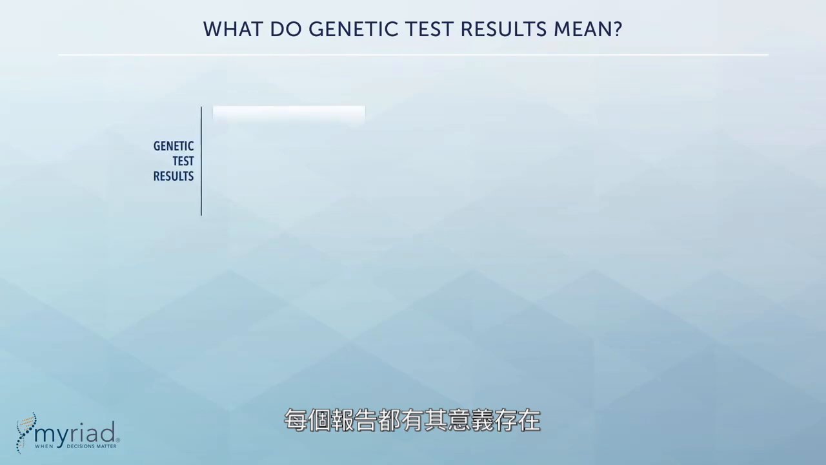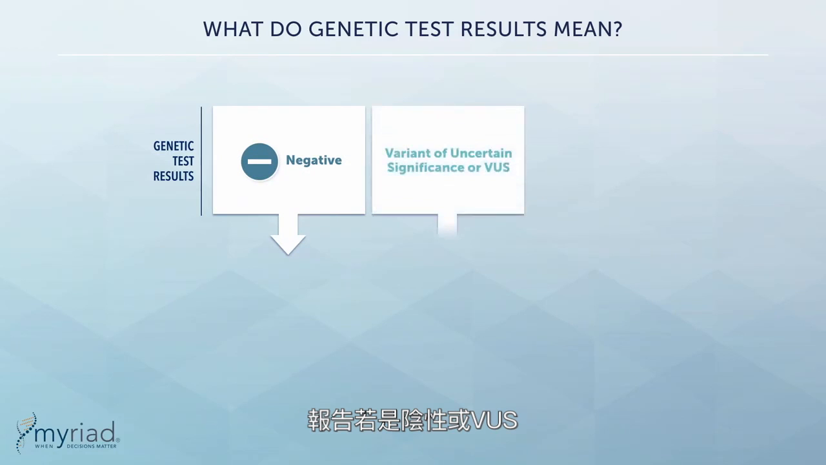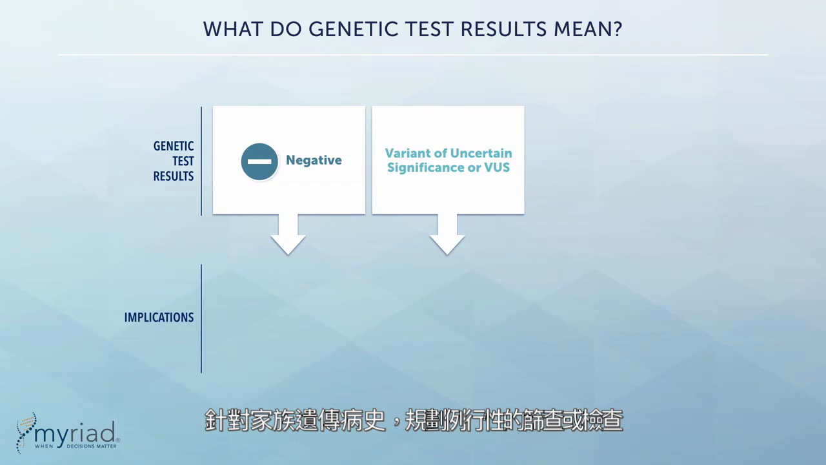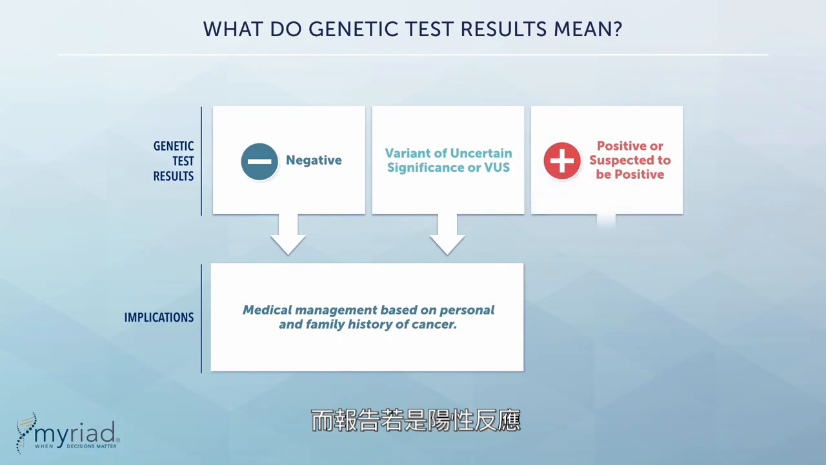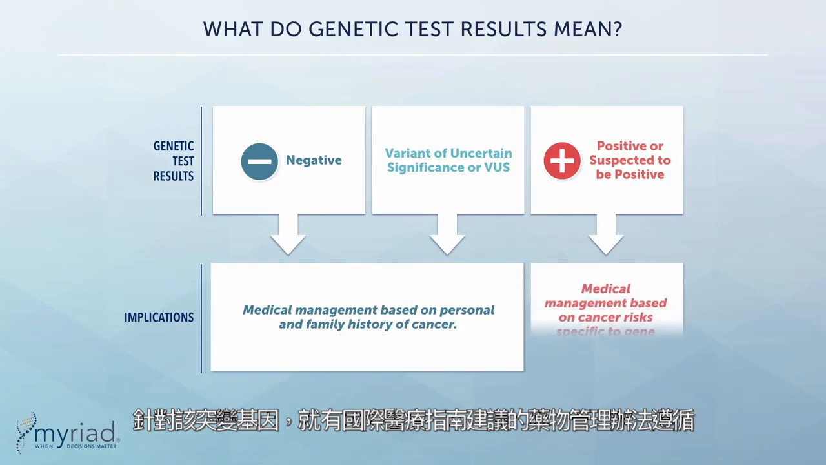Each genetic test result has its own implications. If the results are negative, or a VUS, the person tested simply continues regular medical management based on personal and family history of cancer. However, if a person receives a positive result, medical management should now be based on cancer risks specific to the gene mutation.